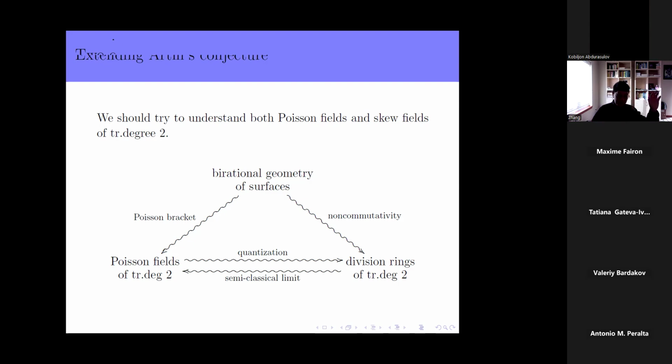If we have a Poisson field, we should have a skew field on the division side. The same is not true in general, but hopefully for certain cases, a Poisson field of transcendence degree 2 will give us a skew field of transcendence degree 2. If we start from a skew field of transcendence degree 2 and take a semi-classical limit, we should get a Poisson field of transcendence degree 2. That's the idea, keep it in mind.